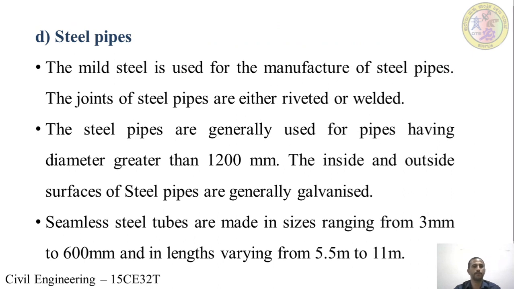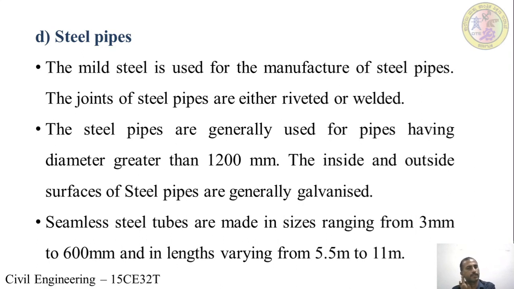Next type of pipe is steel pipes. Steel pipes are manufactured from mild steel. The difference between steel and cast iron is steel contains 0.2% of carbon, whereas cast iron contains more than 2% of carbon.